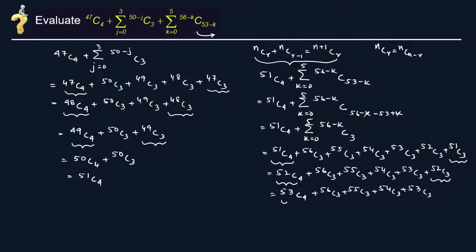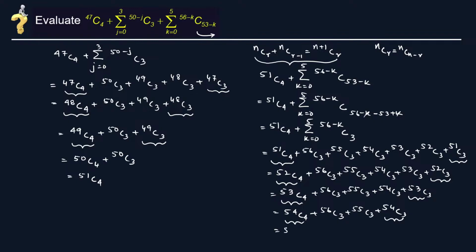Now again we combine this with this. So what are we going to have? 54C4 plus the other things remain as they are. Again, you combine this and apply that property.